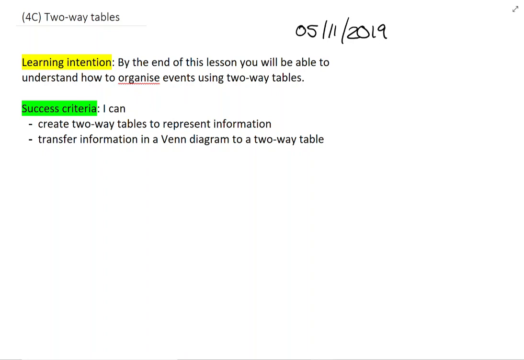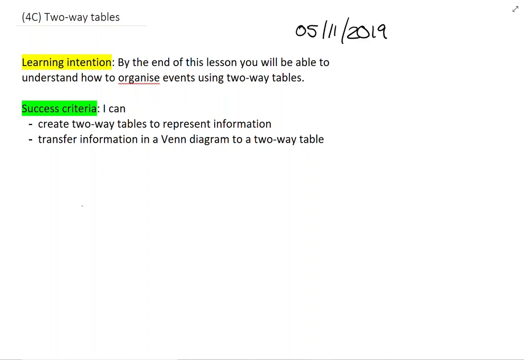Good morning, Year 10s. Today I would like to have a look at two-way tables with you. So this lesson, or this video, is all about how you can create a two-way table and how you can transfer information from a Venn diagram to a two-way table. Now, first of all, before we can create a two-way table, we need to know what a complement is.